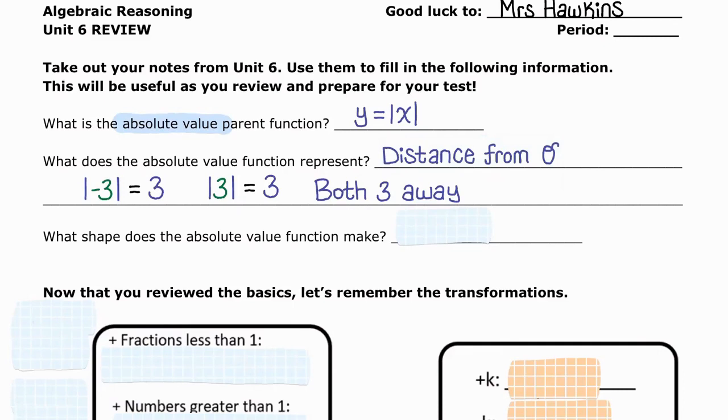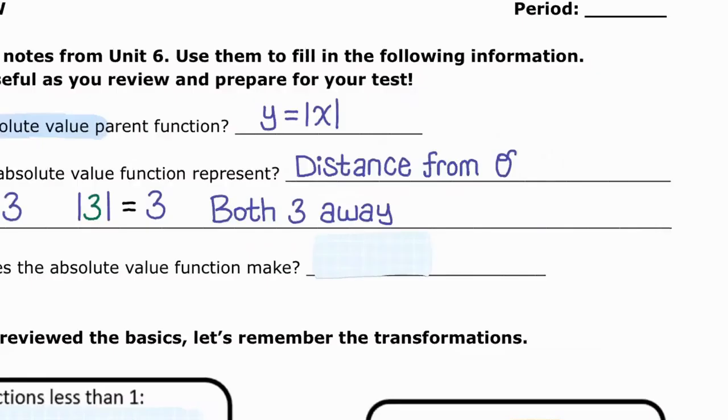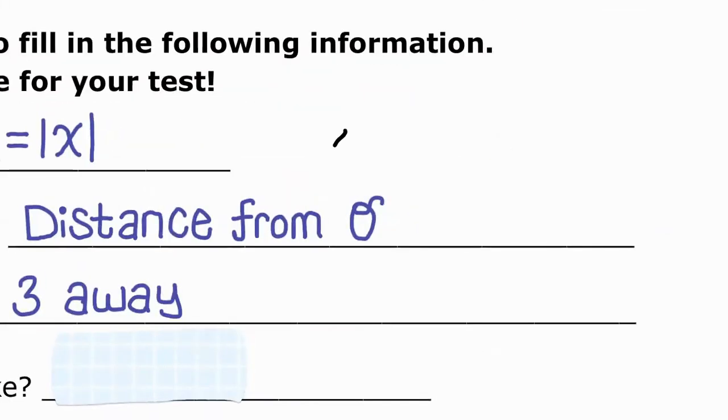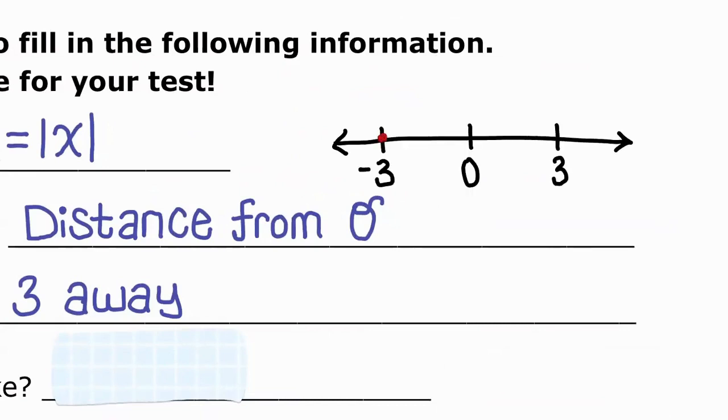So you can always draw a picture if it helps. I'm just going to draw a little number line right here. Notice that both of these are a distance of 3 away from 0. So that is all about absolute value. Distances are always positive, so absolute value is always positive.